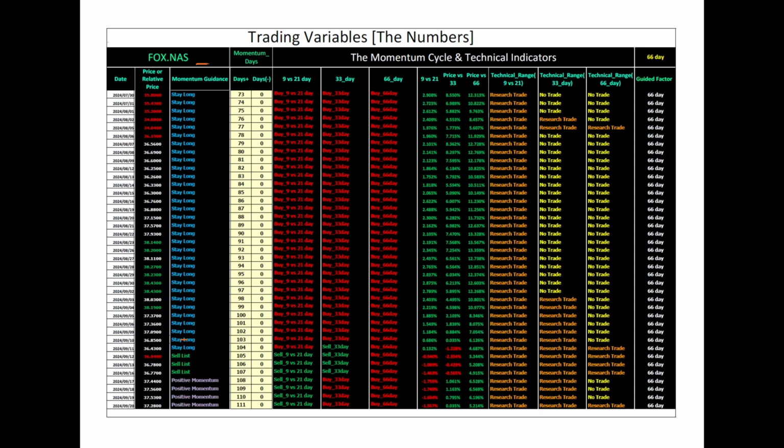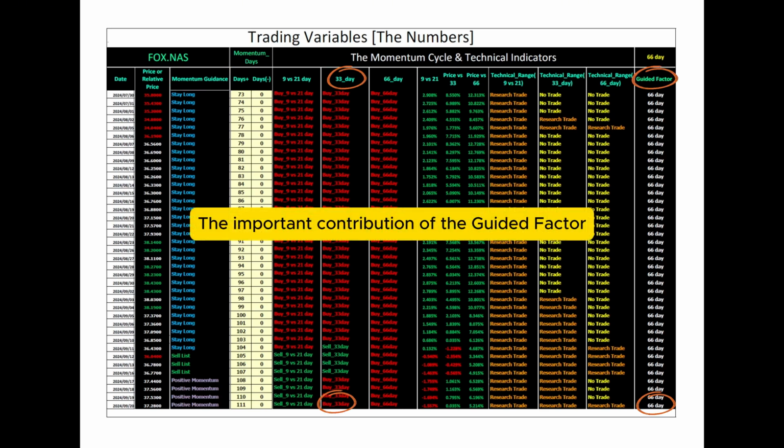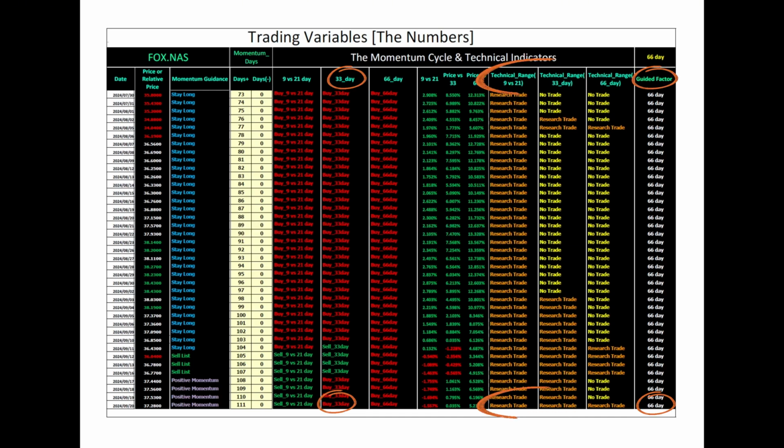The key question is whether the instrument will move downward with the negative momentum cycle or if this is just a short-term price correction. The important contribution of the guided factor: the length of the momentum cycle determines the guided factor. The selected guided factor here is the 66th day, as the current momentum cycle has been positive for 111 days.